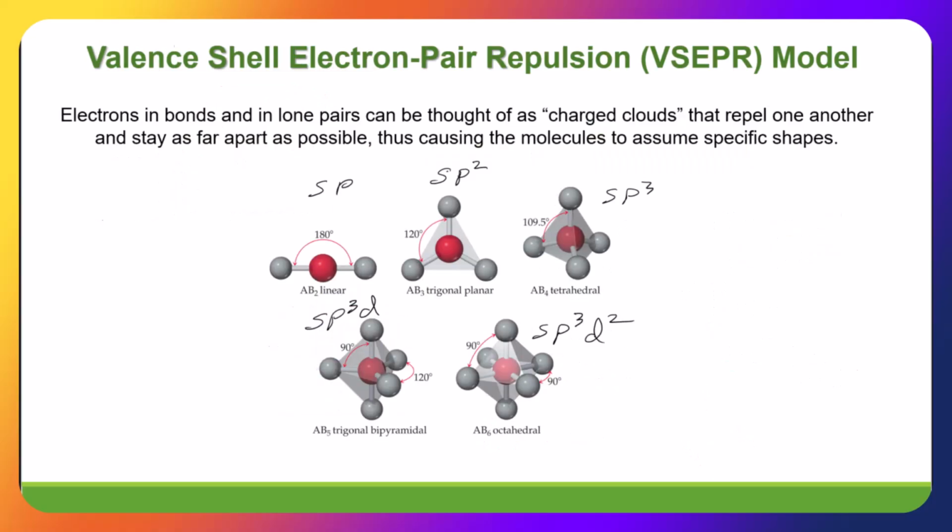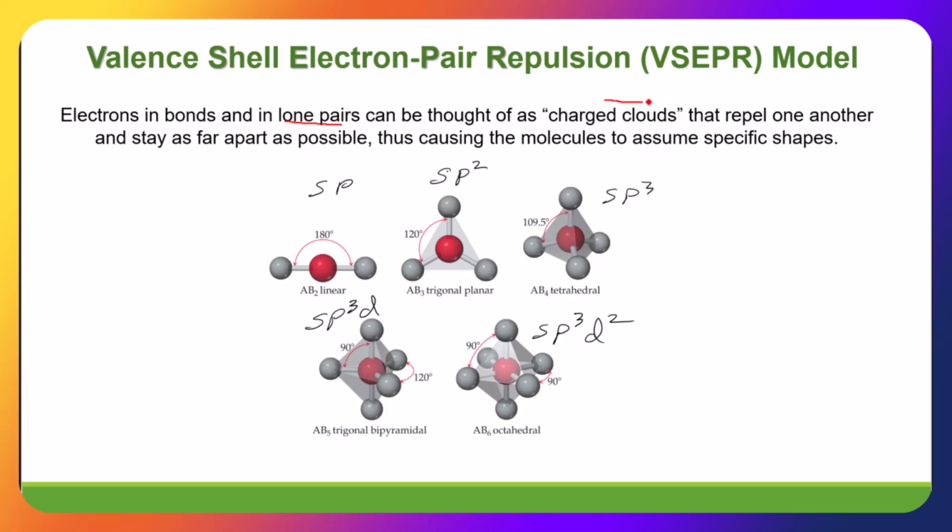Let's see if we've got any other examples in here. Valence shell electron pair repulsion theory simply says electrons, which are negatively charged, those in bonds and those in non-bonding pairs, also known as lone pairs, can be thought of as charged. They have a negative charge.